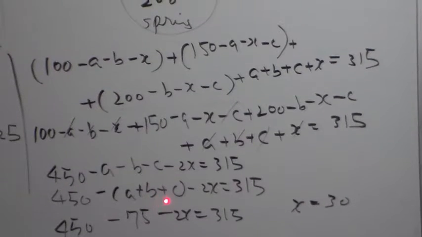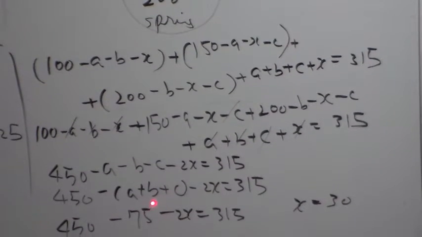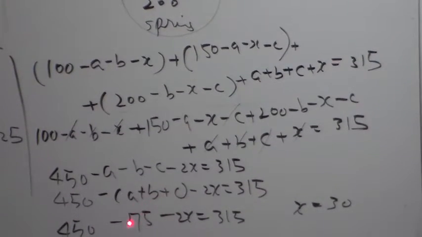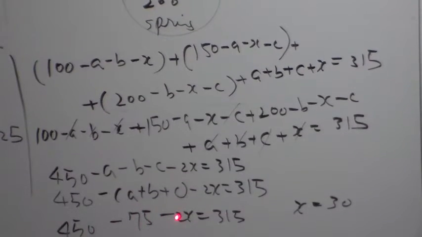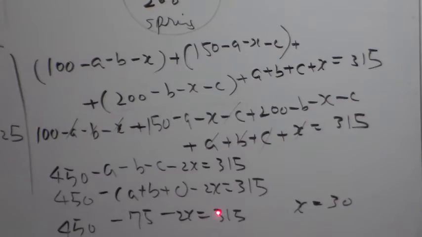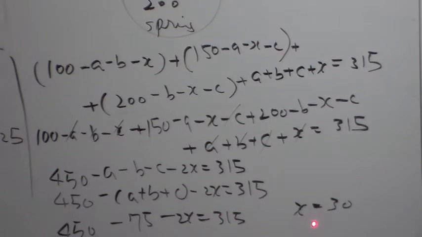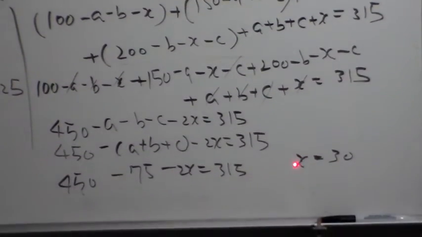Then at least 2 sports is 75, right? 450 minus 75 minus 2x equals 315. So x is 30. Okay. Thank you very much.